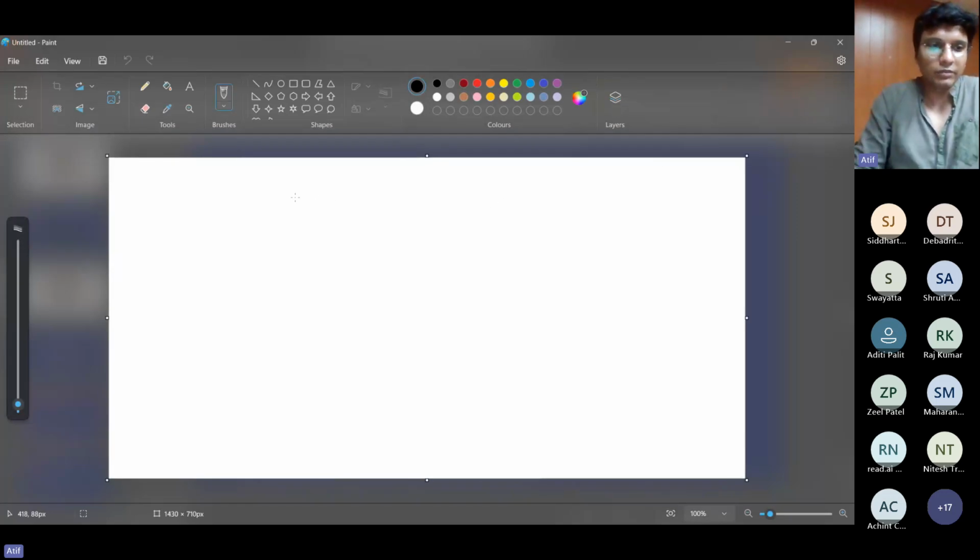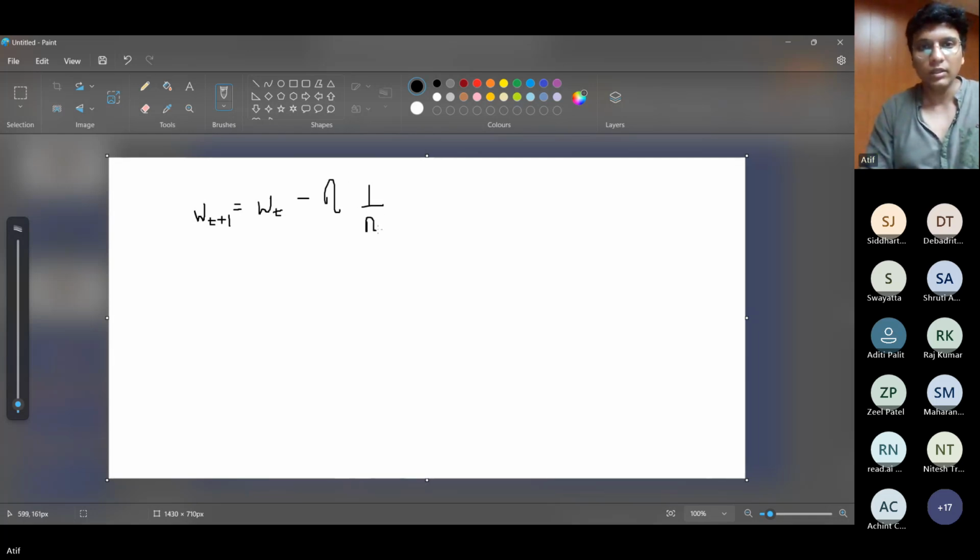This is going to be a bit of a problem to understand my writing, so my skills with Paint are pretty bad. Just bear with me. So let's say we have W(t). So W(t+1) is equal to W(t), and then you have minus eta, and then you have the batch size 1 by n, and then a summation over the gradient of the loss, the loss because of x and W(t).